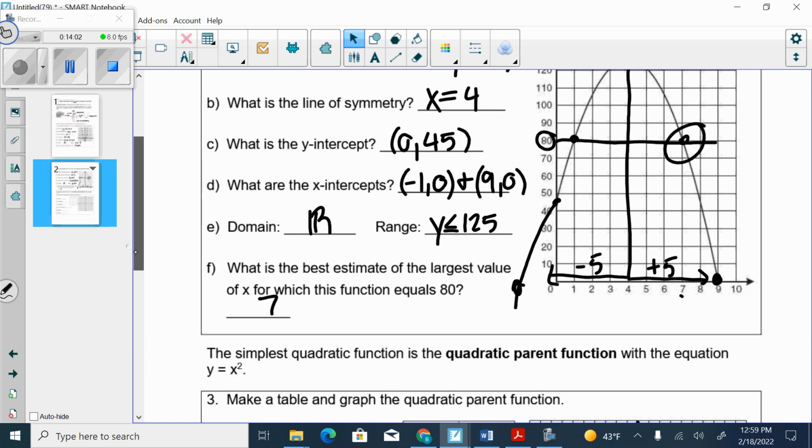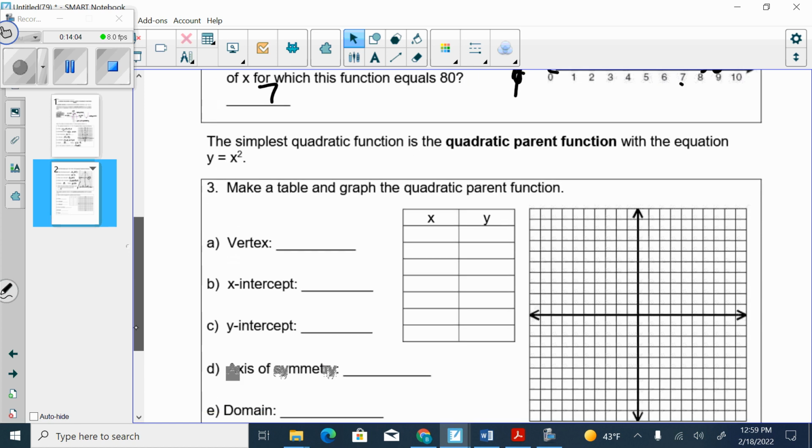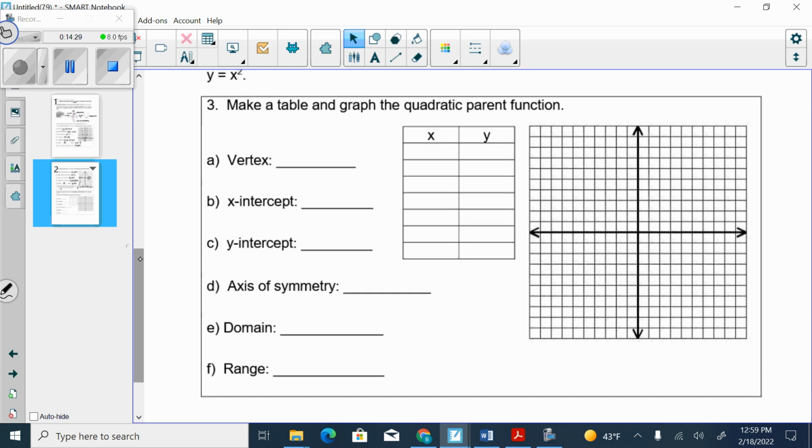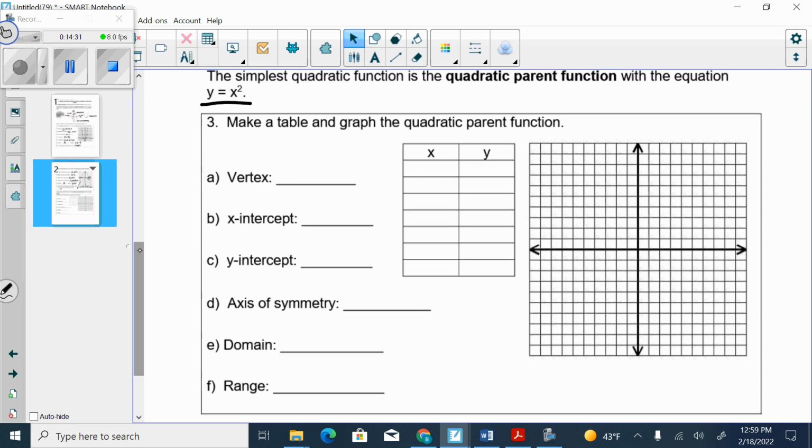Okay. All right, we got one more, and on this one we're drawing our own picture. So this one says the simplest quadratic function is the quadratic parent function. It's similar to the parent function for our linear equation. That means it hasn't been moved up or down or left or right or stretched or made narrower. Okay, so this is the equation for that, y equals x squared. They want us to come up with some values and then plot those points over here.